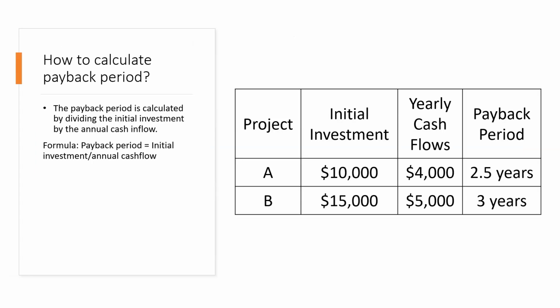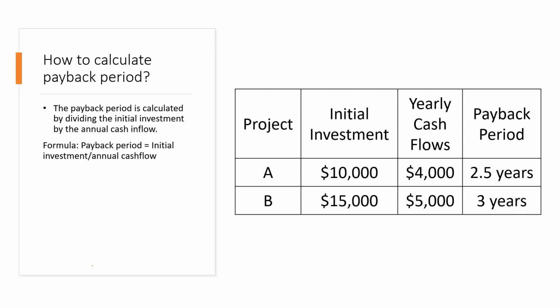Now, let's have a look at some examples. How do you calculate payback period? As we just discussed, to get the payback period, you need two types of information. First, you will need the initial investment and you will also need the annual cash flow. Now, in this example, we are assuming that we are going to get the same cash flow every year from the project.